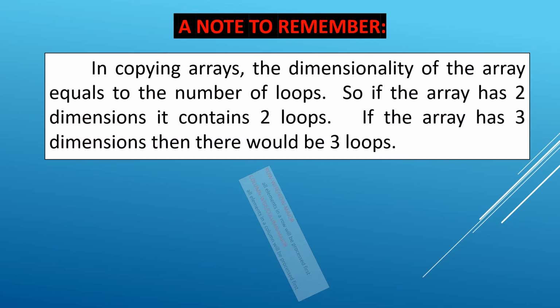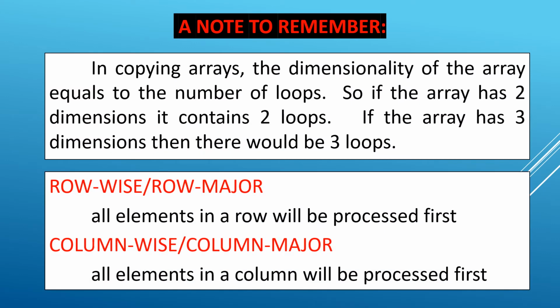So we have now to bear in mind whenever we have this kind of arrays, no? The dimensionality of the array would also determine the number of loops that we need for that kind of array. So if we have a two-dimensional array, definitely we're going to make use of two loops, while if we have a three-dimensional array, that would require three loops. Okay? Also remember, we have two kinds of operation with a two-dimensional array. Either we could use row major or we could use column major.